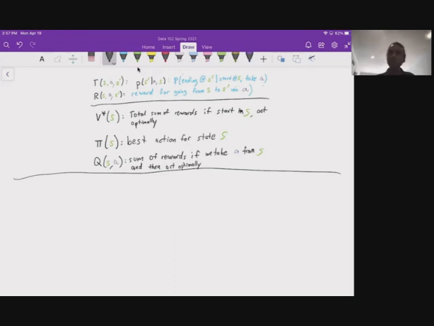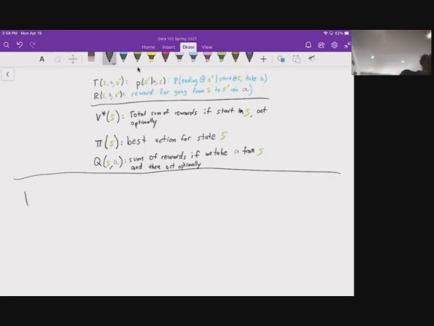Okay, so what is V star? V star is the sum of rewards if we start in state S and act optimally. Well, acting optimally means we choose the best action from there. What is the best action? The best action is the one that maximizes the sum of rewards from there, right? So it's the sum of rewards if we take the best action and then act optimally. But that's precisely the definition of Q, for the best action.